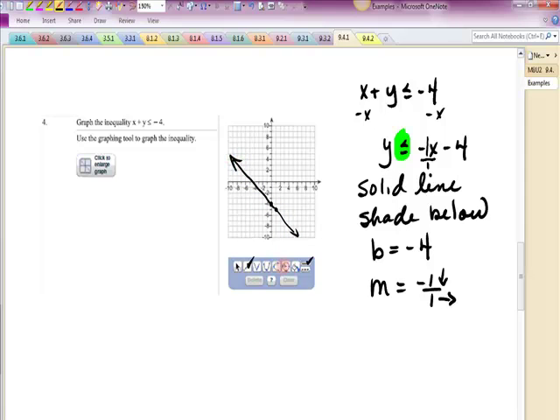I would then click on the bucket and I'm going to shade below it. So simply tap on this side, anywhere on this side of the line, and this side will become shaded. So every point on this side, every point on the line, all of them make that inequality true.